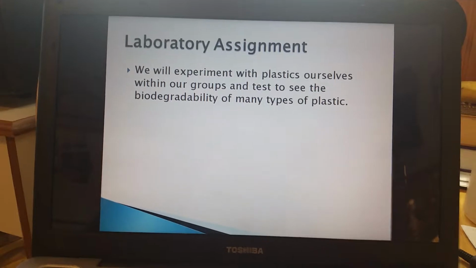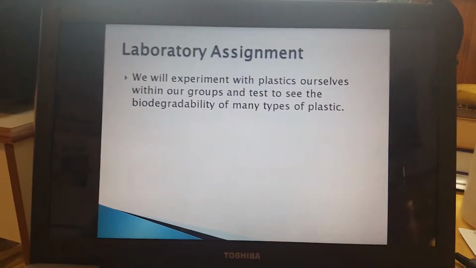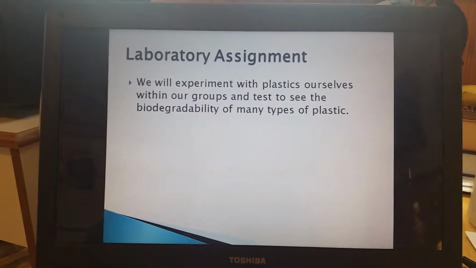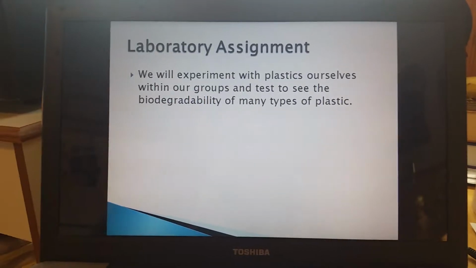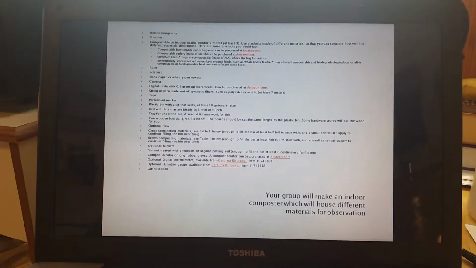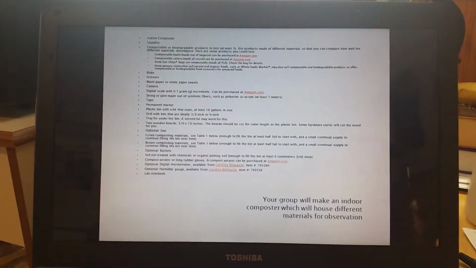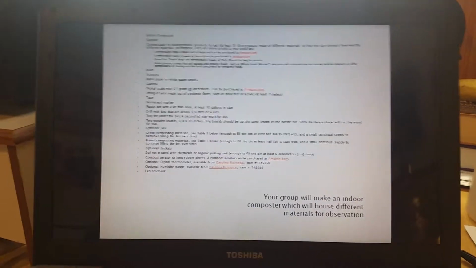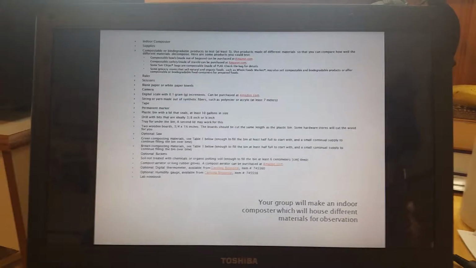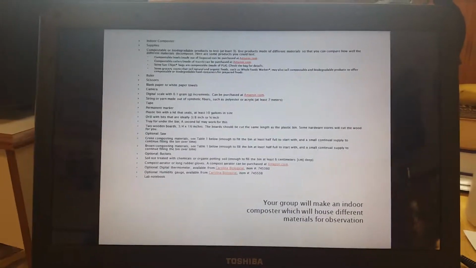Then their laboratory assignment would be given, that we would be experimenting with plastics ourselves, and the groups, each one would have their own way of seeing what happens with the biodegradability of plastic. They would be given a list of supplies to make an indoor composter. It's very small, hard to see. There's not really a lot of items, it's just that the way they put it together that there were a lot of definitions to what things are. But it would take one class period for students to put that together.